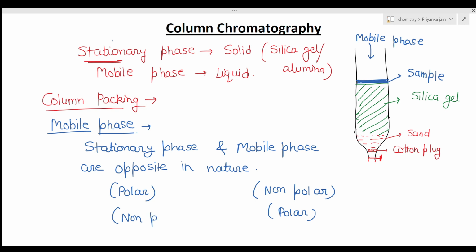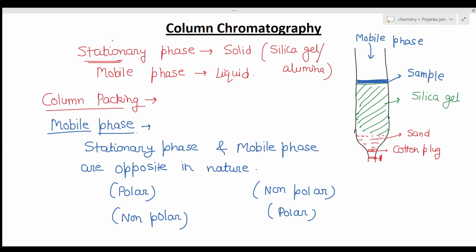It means we cannot take both the things of the same type. Why? Because we have to see the separation of the samples. Some samples will have more affinity for the polar phase and some will have less affinity for the polar phase. So we can separate them by using a stationary phase and mobile phase of opposite nature.